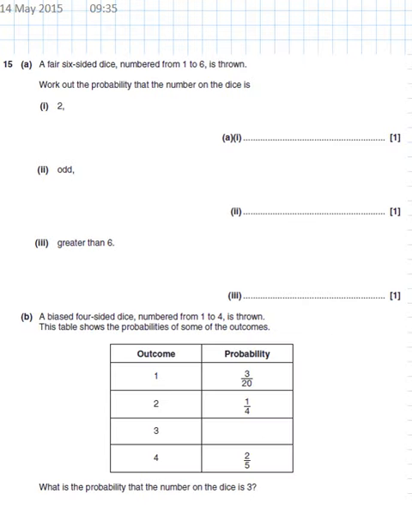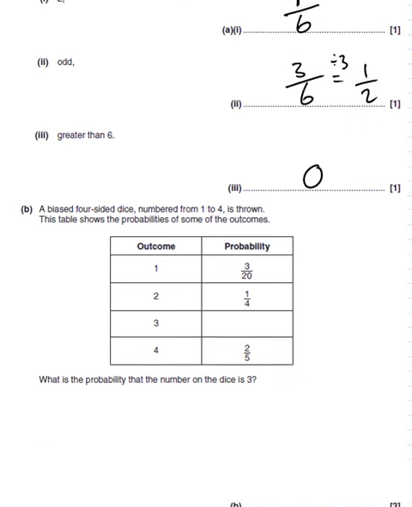Question 15. A 6-sided dice numbered 1 to 6 is thrown. Work out the probability the number on the dice is a 2. Well, there's 1, 2 out of 6 possible faces. An odd number, there are 3 odd numbers out of 6 faces. That can then be divided by 3 to give you 1 over 2. And greater than 6, there is a 0 chance of that happening.